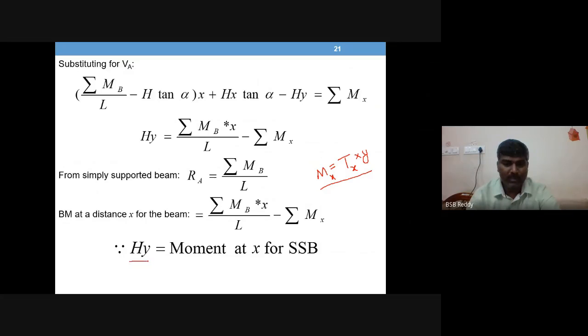So H into y, where H is the horizontal component, is equal to the moment at the same location x for the imaginary simply supported beam. So this is what was proved in the last session. Proceeding further, it is now time to enter into the analysis part.